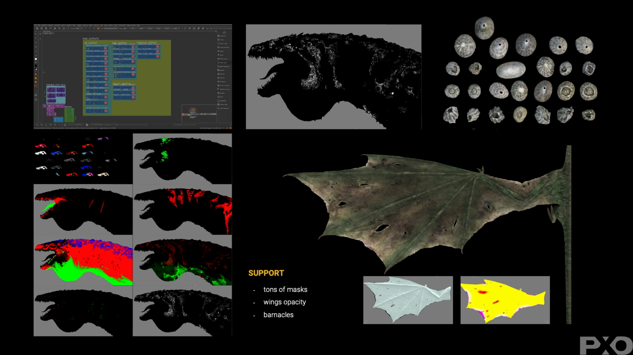In this case, you also need to remember to work with RGB masks. RGB mask means that you can pack 3 different masks, for example, into one texture, one per channel.